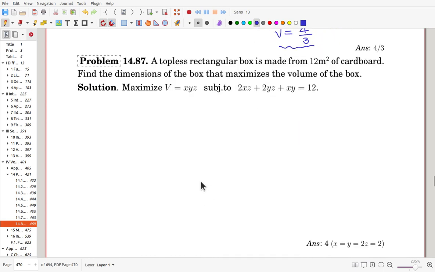A topless rectangular box is made from 12 meters squared of cardboard. Find the dimensions of the box that maximizes the volume of the box. Okay. Let's try to visualize the box. Okay, that is a topless box.